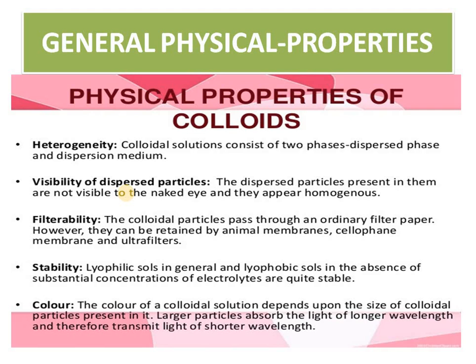Heterogeneity. Colloidal particles are heterogeneous and they consist of two phases, dispersed phase and dispersion medium, yet it appears homogeneous. Why? Because the dispersed phase particle size is in nanometers, so it is very difficult to see with our naked eye. That is the reason it seems to be homogeneous, but actually it is heterogeneous. Similarly, visibility, as I have discussed already, it is not visible to the naked eye.